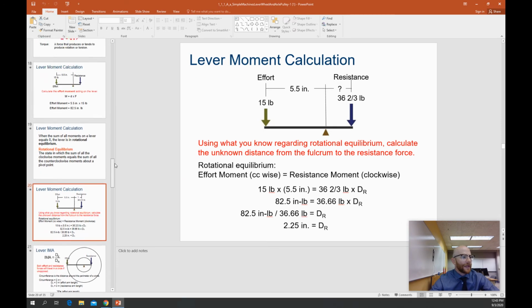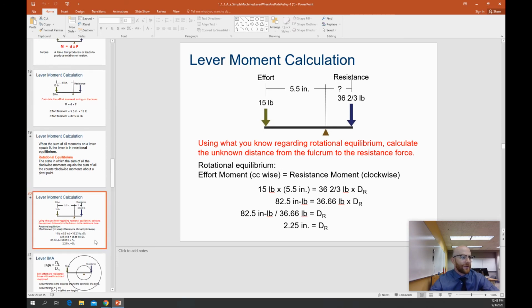Okay, now what we're doing up on the screen, it looks like we're doing a lever moment calculation. So we have the 82.5 pounds of effort. It's saying, using what you know regarding rotational equilibrium, calculate the unknown distance from the fulcrum to the resistant force. So it gives you an example of, well, what if this was 36?